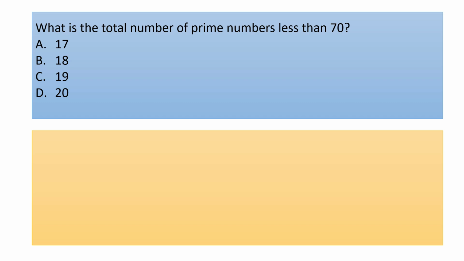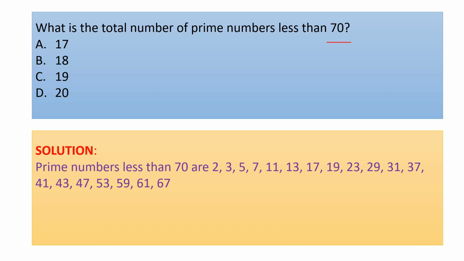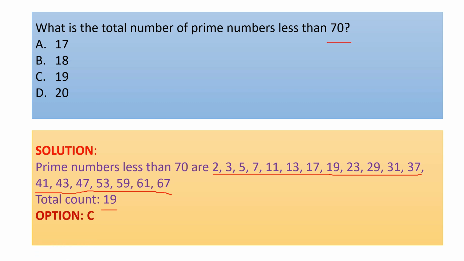Let's see the second problem. What is the total number of prime numbers less than 70? The options are 17, 18, 19 and 20. Let's see the solution. To find the count of the prime numbers less than 70, first we have to list all the prime numbers less than 70. They are 2, 3, 5, 7, 11, 13, 17, 19, 23, 29, 31, 37, 41, 43, 47, 53, 59, 61 and 67. So the total count is 19. That's why the option is C.